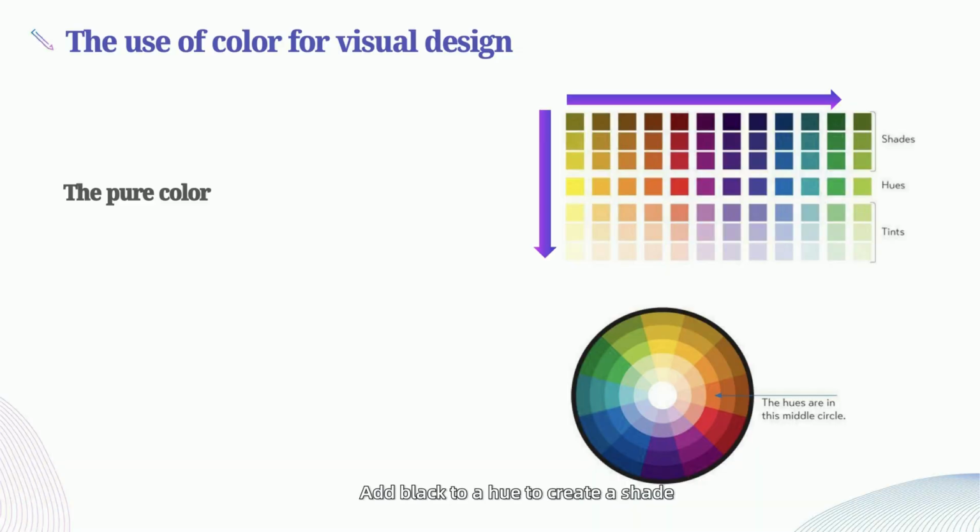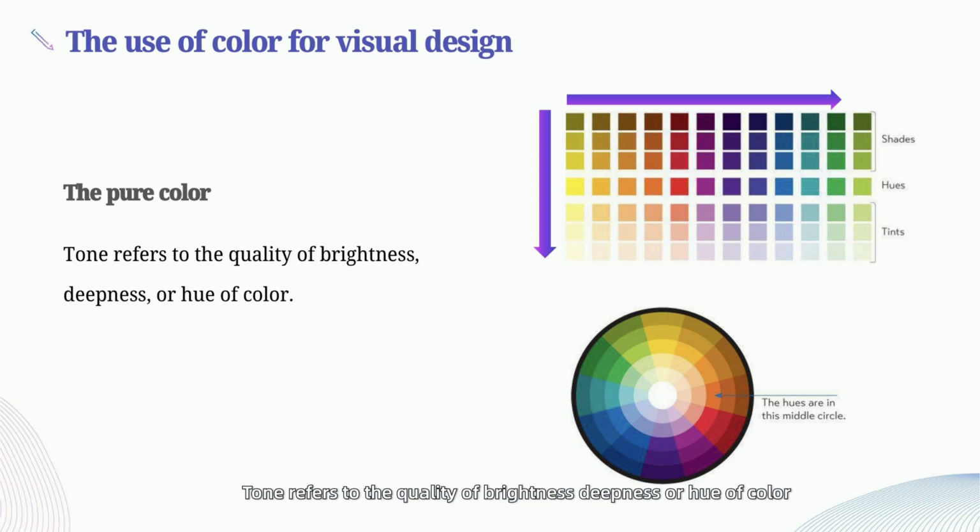Add black to a hue to create a shade. Add white to a hue to create a tint. A monochromatic combination is composed of one hue with any number of its corresponding tints and shades. Tone refers to the quality of brightness, deepness, or hue of color.